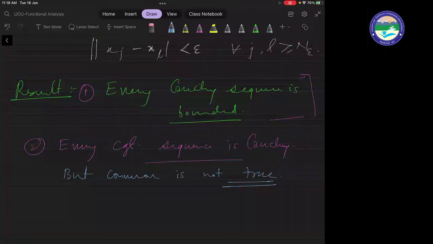So this means there exists a Cauchy sequence which is not convergent. Can anyone give me a Cauchy sequence in a metric space? So I am saying in a metric space, not a normed space, such that the Cauchy sequence does not converge.